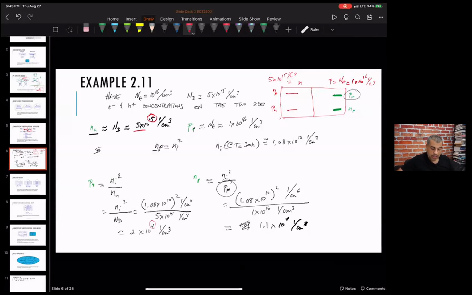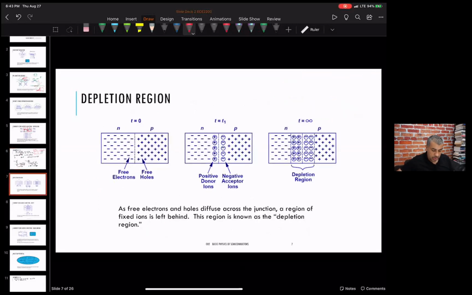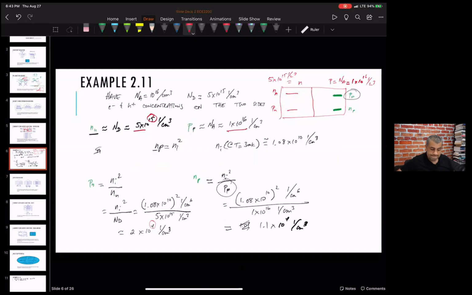And same on the P side. On the P side, the hole carrier concentration is 1 times 10 to the 16th per centimeter cubed, and the electron carrier concentration is 1 times 10 to the 4th per centimeter cubed. So that's 12 orders of magnitude difference between the hole concentration and the electron concentration. It's just interesting to see that there's a huge difference between the majority and minority carrier concentrations. Okay, guys, I'm going to stop here. Any questions?